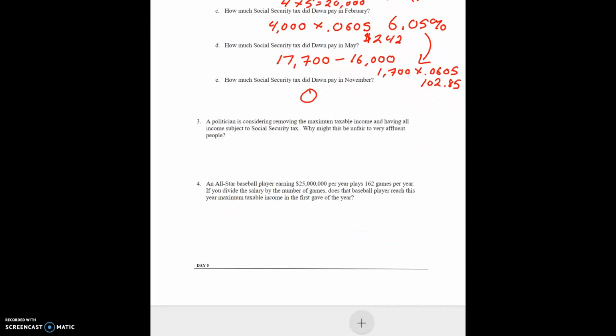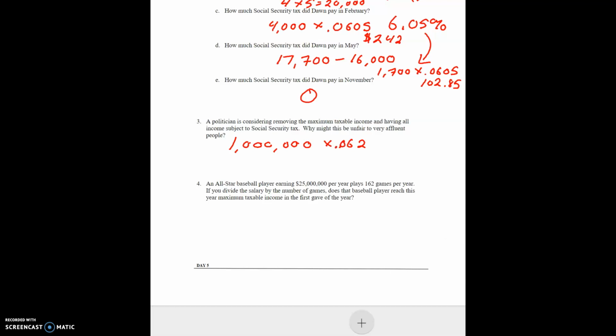Number 3, a politician is considering removing the maximum table income and having all income subject to Social Security tax. Why might this be unfair for very affluent people? Okay. The reason why is because, say you make $1 million. Say you make $1 million. Your Social Security was 6.2%. Well, what's 6.2%, which is 0.062?